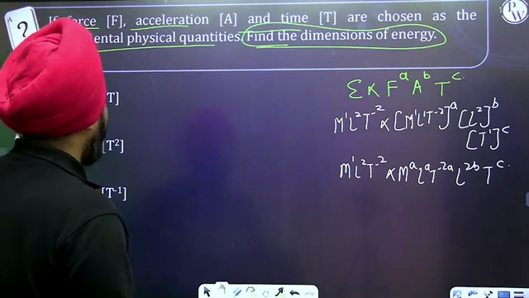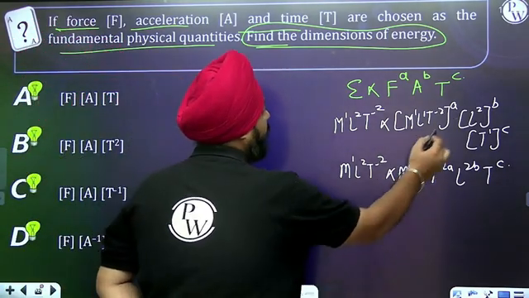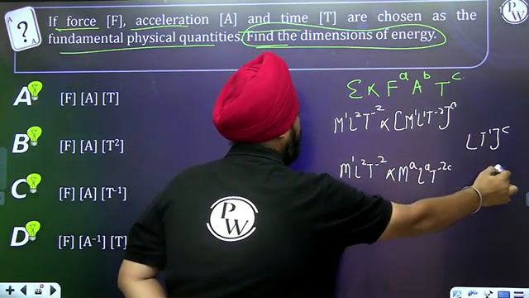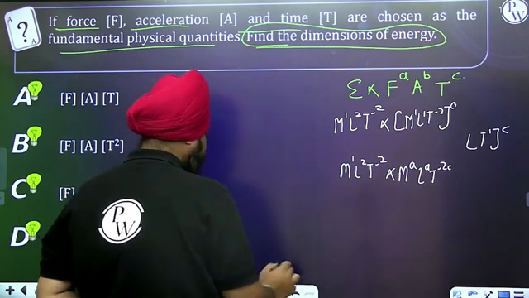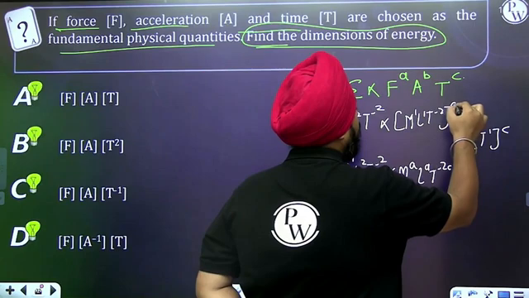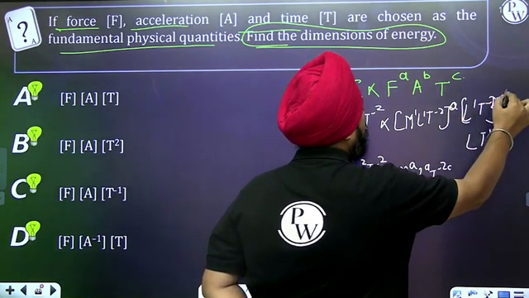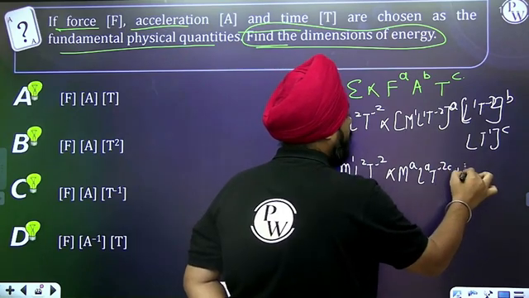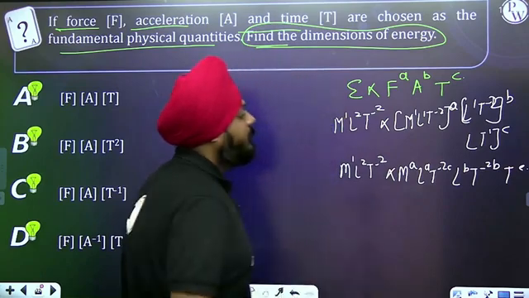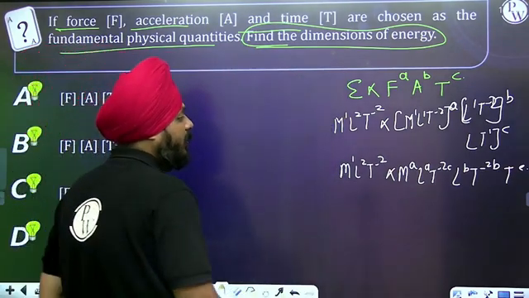Here A is force and B is acceleration; we made the same mistake. So it's L to the power b, T to the power -2b and T to the power c. This is a perfect equation. Sorry, I took acceleration as an area.